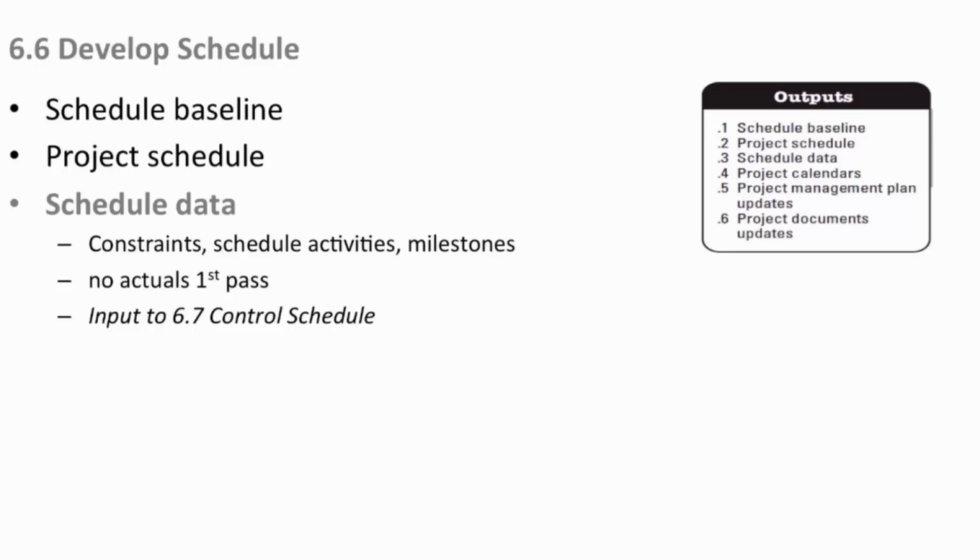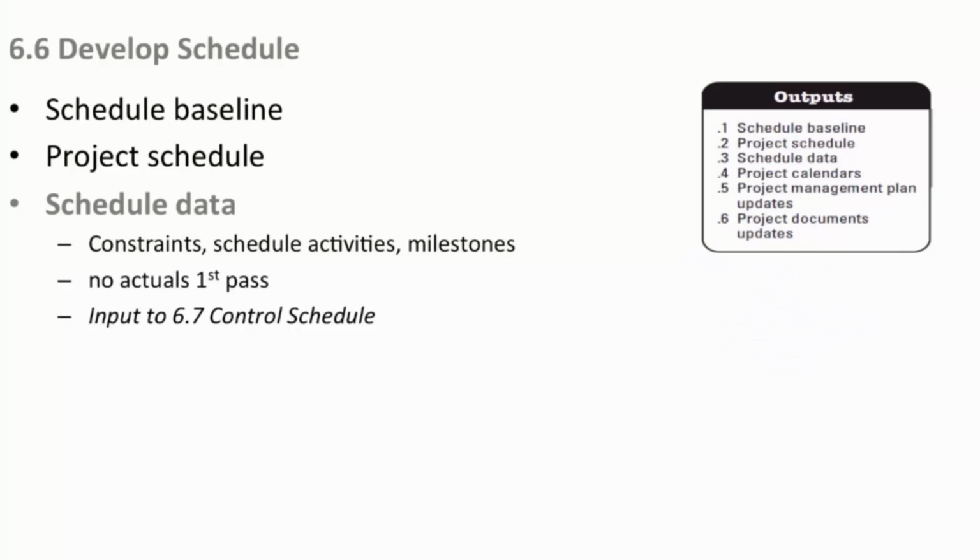And the first time you create your project schedule, and you say, okay, let's push the button now, officially, boom, here it is. You can have no actuals because you haven't done anything yet, nor should you be doing anything until you finally set your schedule and baseline it. So your first cut at baseline has no actuals. And this is a direct input to our next process, which is 6.7. Now you're going to be controlling that schedule to the baseline.